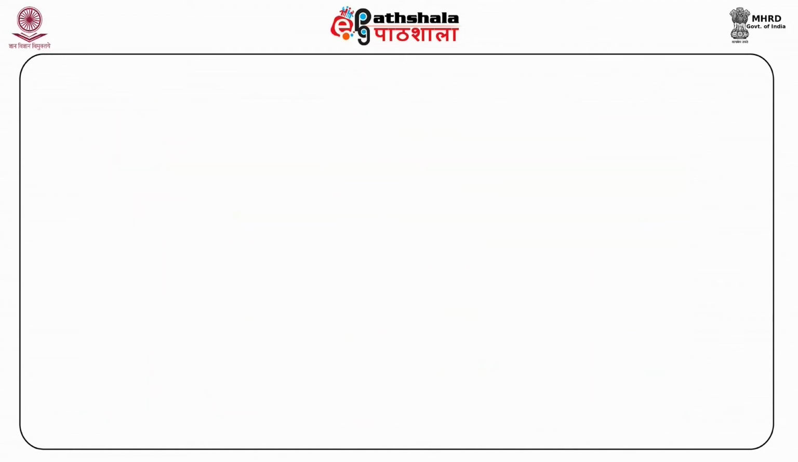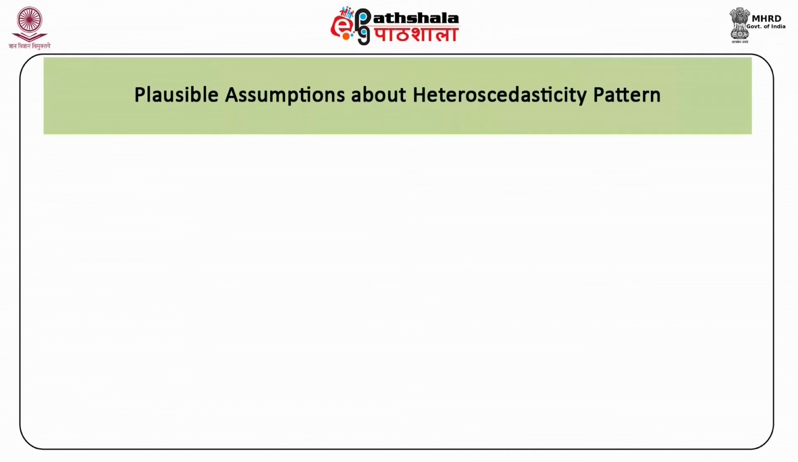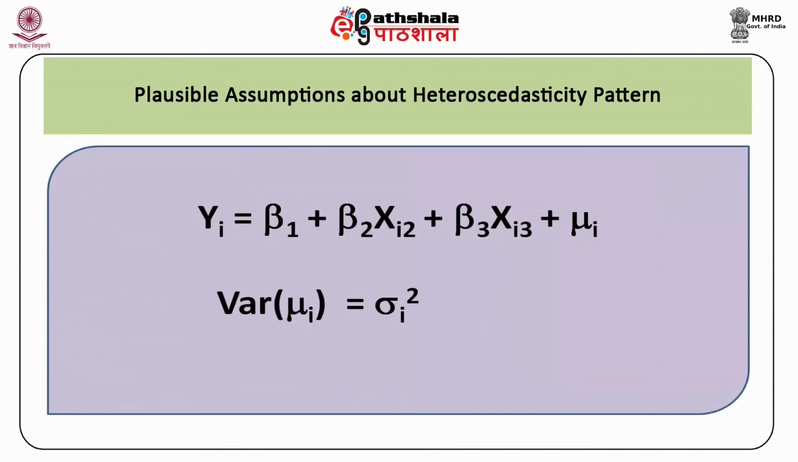In this method, we need to make some assumptions about the true error variance and transform the original regression model. After transformation, the new model satisfies the homoscedasticity assumptions. Let's say the original regression model is yi equals beta 1 plus beta 2 xi2 plus beta 3 xi3 plus ui, and the variance of the error term is sigma squared.